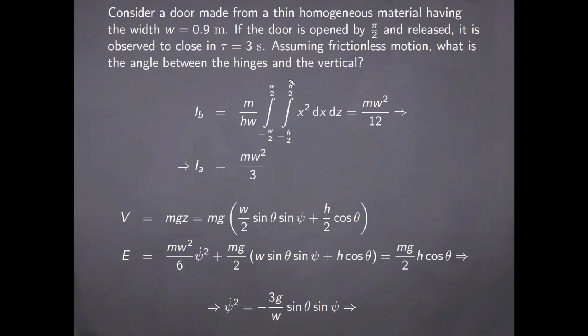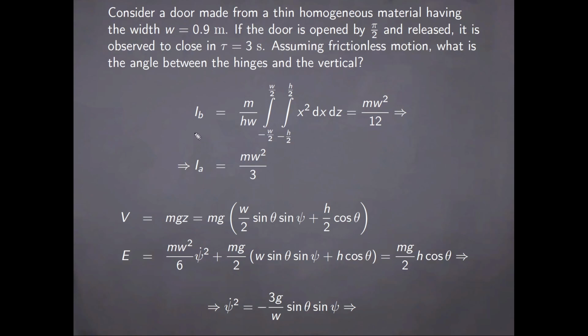And we can think of a similar problem that involves a uniform gravitational field. Namely, we are to consider a door made from a thin, homogeneous material having a given width W. Initially, the door is considered to be opened by 90 degrees, and then it is released, and it is observed to close in 3 seconds. Assuming frictionless motion, we would like to find the angle between the hinges of the door and the vertical.